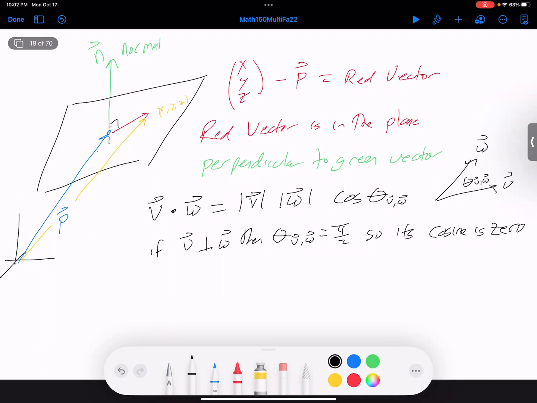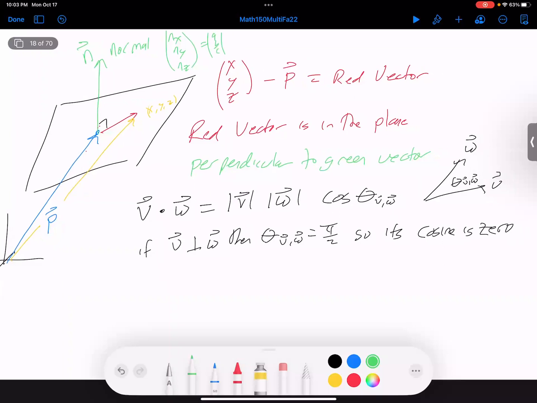Okay. So this means, let's say the normal vector n is nx, ny, nz. Sometimes we write this as A, B, C, just because it's a little bit easier. So we would know that the normal vector dotted with the red vector, which is x, y, z minus p, what does this have to equal? 0. Is that 0 the number or 0 the vector? The number.